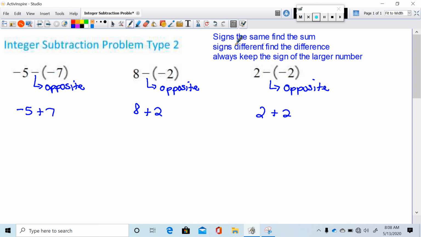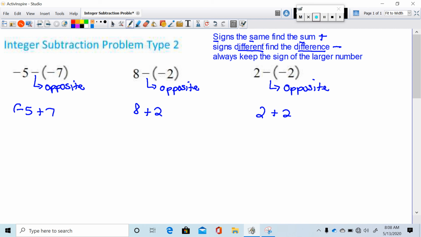Now, the signs are the same, you find the sum. Sum means add. So those all begin with the letter S, so that's how I remember what it is. Signs the same, find the sum. Signs different, find the difference. Those are almost the exact same word, and difference means subtract. You always keep the sign of the larger number.